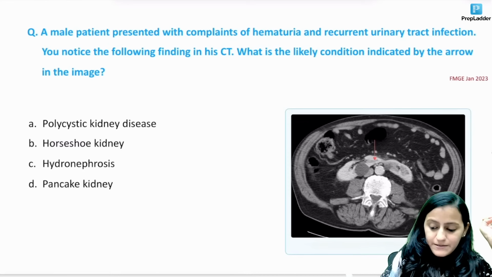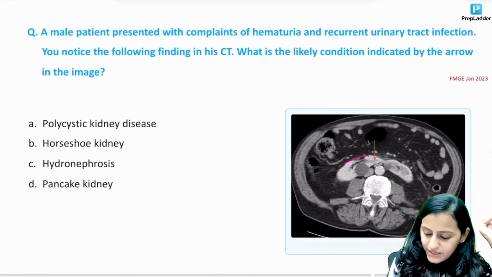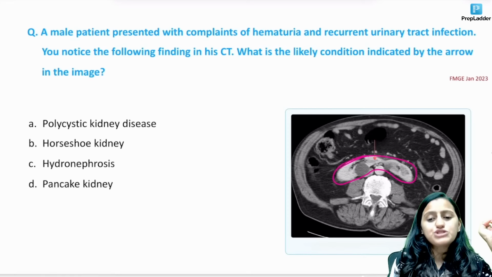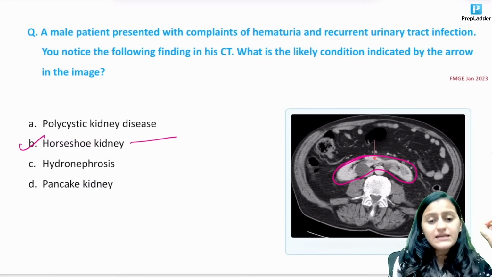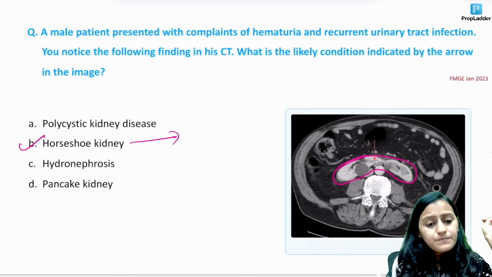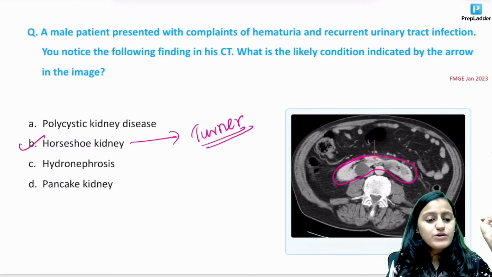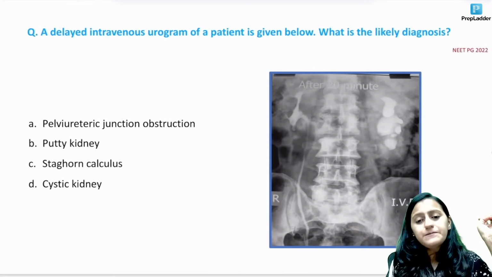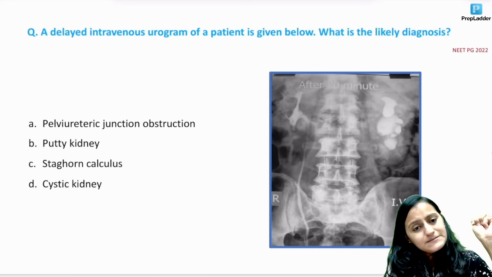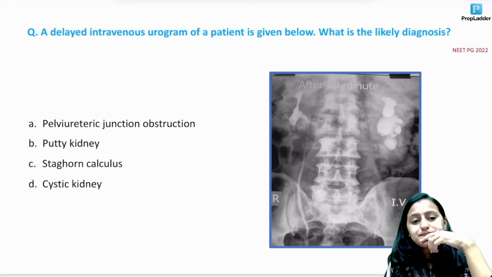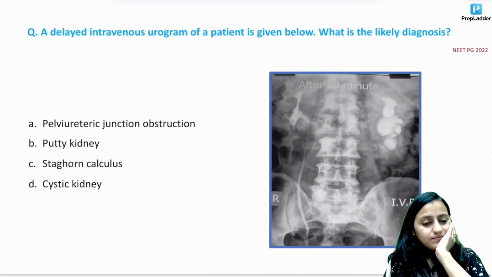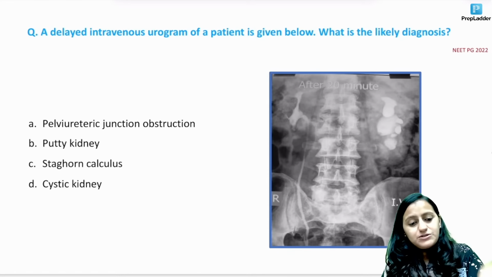What is this one here? The two kidneys are fused in the midline, a U-shaped kidney, that is horseshoe kidney, associated with what syndrome? It is Turner syndrome. Okay, in Turner syndrome horseshoe kidney is common. Okay. Next one. What is this? What is going to be the answer to this one?